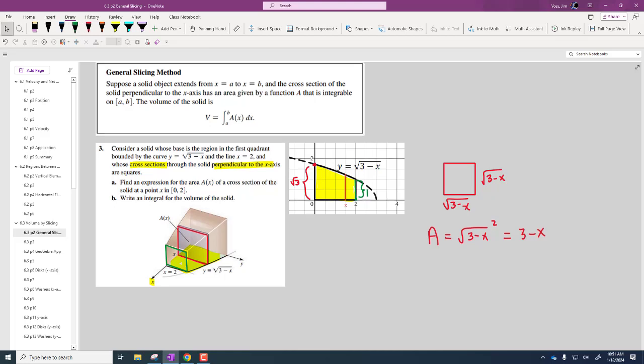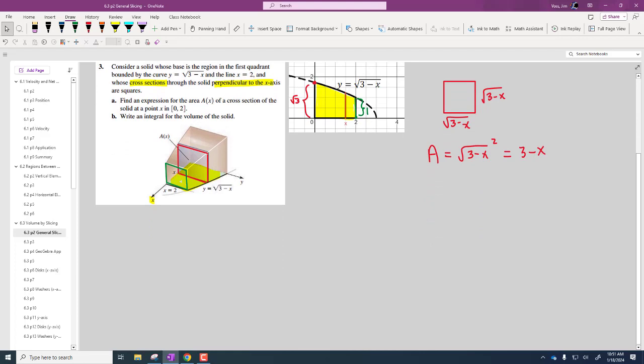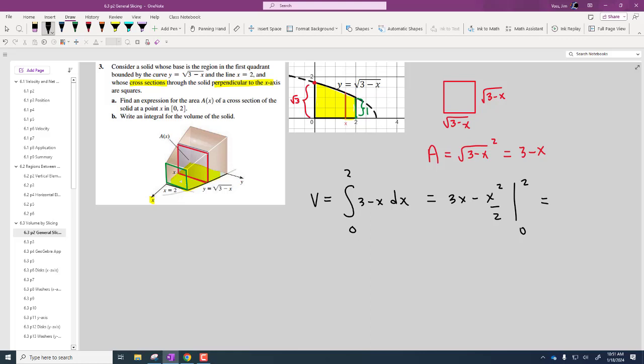Okay, now to find the volume, all we do is integrate the area. So our volume will be the integral of the area function with respect to x, and x is running from 0 to 2. That'll be the volume. So we integrate an area function to get volume. So this will be 3x minus x squared divided by 2 from 0 to 2. Plug in the 2, we're going to get 6 minus 4 over 2, so 6 minus 2. So our volume will be 4.